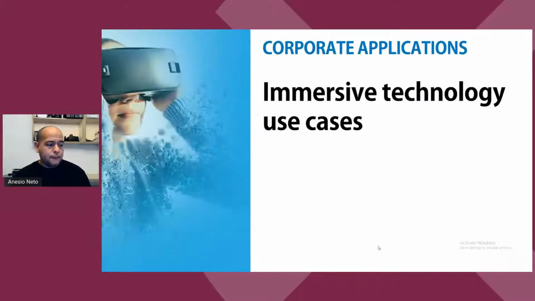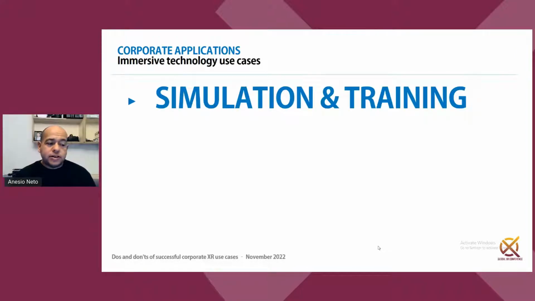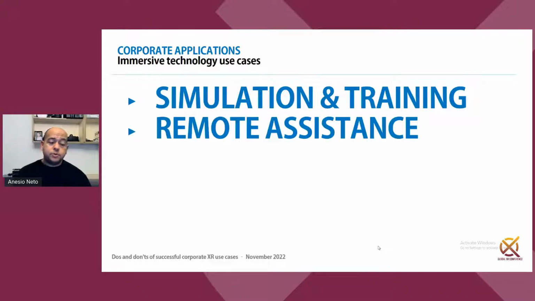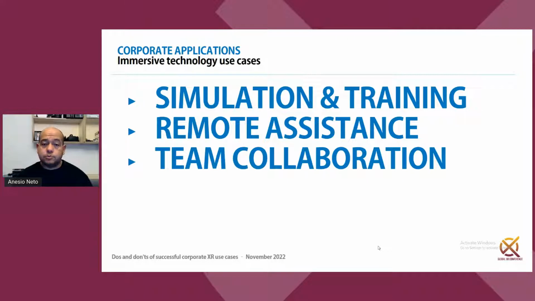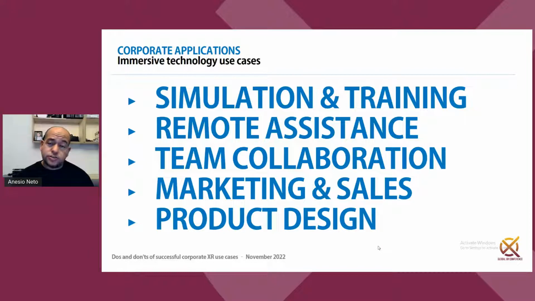Let's take a look at that. So some corporate applications, I like to separate in five different areas on how to use immersive technologies in companies. We can use it in simulation and training. We can use it for remote assistance. We can use it for team collaboration. We can use it for marketing and sales, and we can use it for product design. These are the main areas, all the kinds of solutions that you're going to find for corporate companies, for corporate experiences. Most of them are going to fit in those five categories.